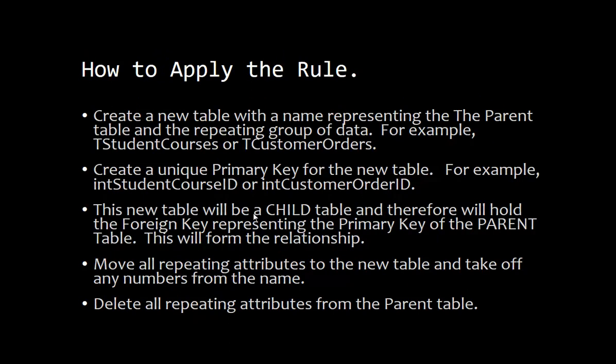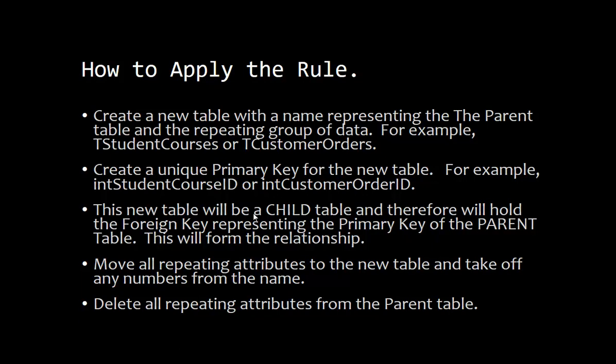All right, how do we apply the rule? Well, pretty simple. We're going to create a new table with a name representing the parent table and the repeating group of data. Let me repeat that one more time. I want to take you through a step-by-step approach here on applying these three normal forms for this week. As we apply it to what we've been doing all along, things may change up a little bit. But for this week, follow what I'm doing so it makes sense.